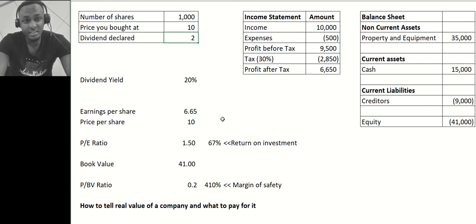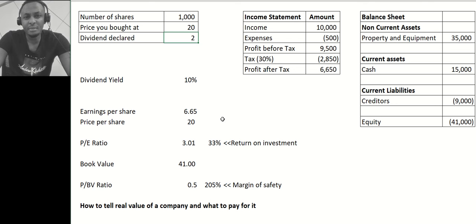Normally what you'll see in the newspapers is the current price. If the current price right now, for example, is 20, or let's use 50, the newspaper will show a dividend yield of 4%, but somebody who got into this share at 20 bob is enjoying a dividend yield of 10%. So that is the importance of buying at the right price. Okay, so that's the first one: it's the dividend that the company has declared over the price that you bought it at.